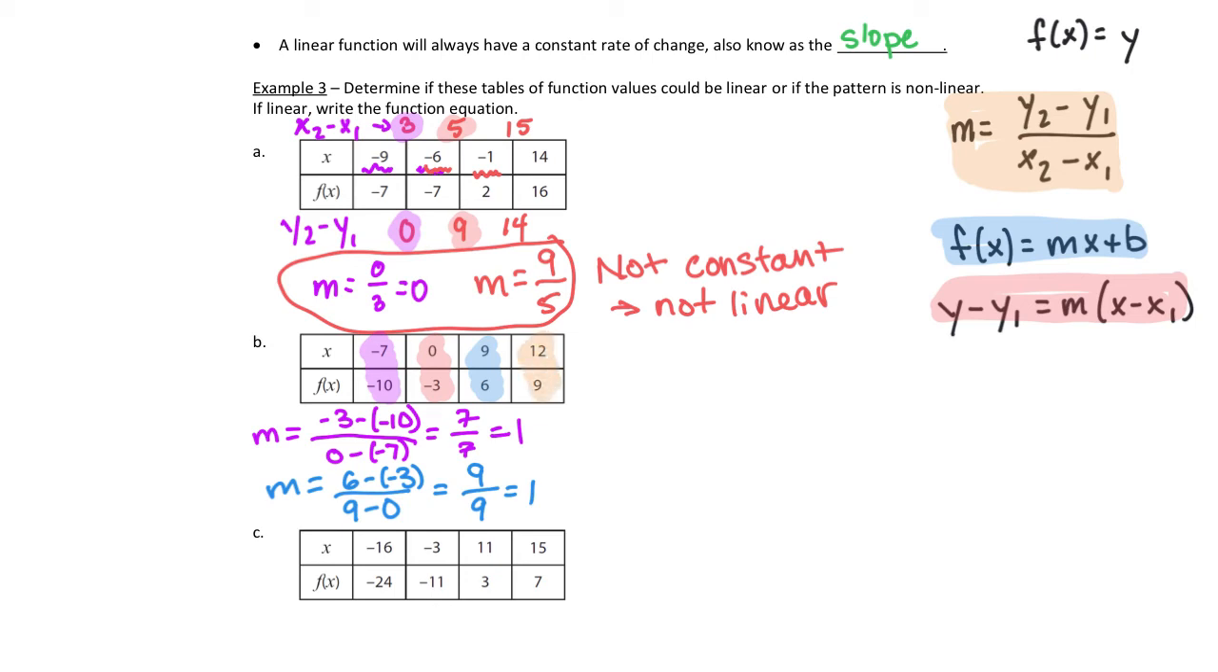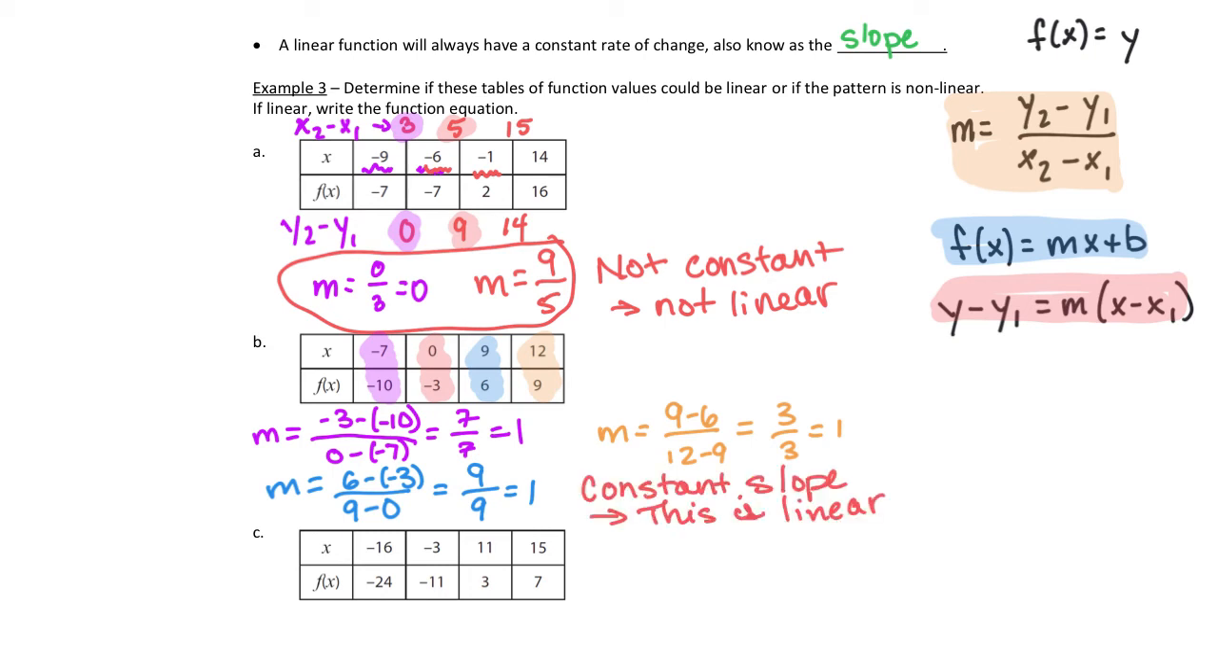So now I'm going to use this third point, and my slope this time is going to equal 9 minus 6 over 12 minus 9. And that looks like it's 3 over 3, which is still 1. So we do have a constant rate of change, also known as your slope. So this is an example of a linear relation based on the points given. Our next step is to write a function of the equation.